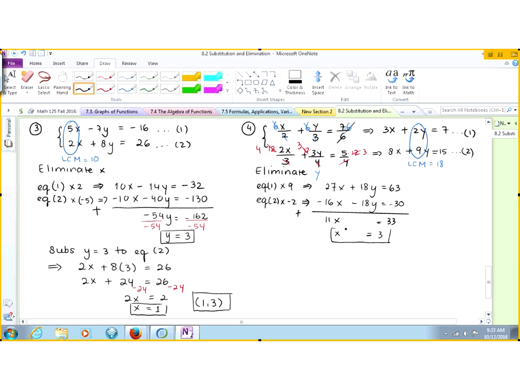So what is x equal to? 3. Good. Yes? So substitute x is equal to 3 into which equation? Equation 1 is easier, smaller coefficient. So you have 3 times 3 plus 2y equals 7. So 9 plus 2y equals 7. Then what? 2y is equal to negative 2, so y is negative 1. Yes? Okay. Good.